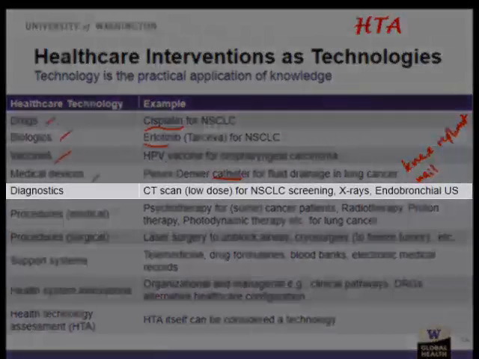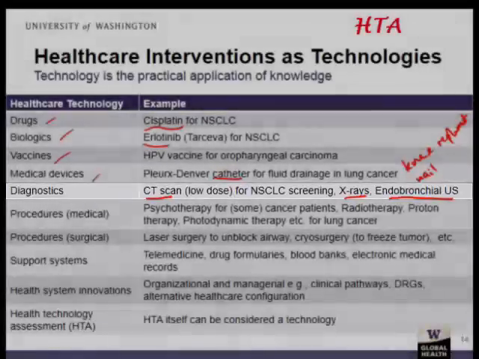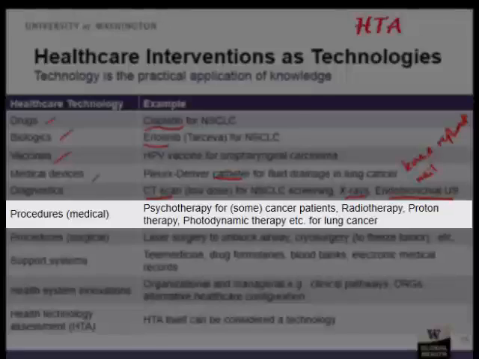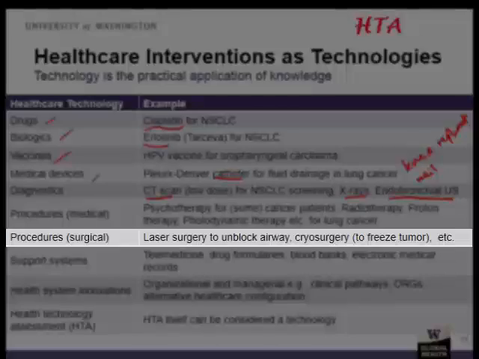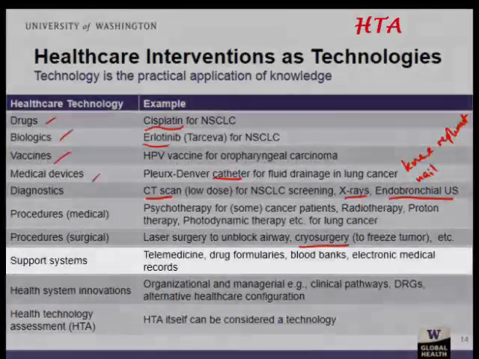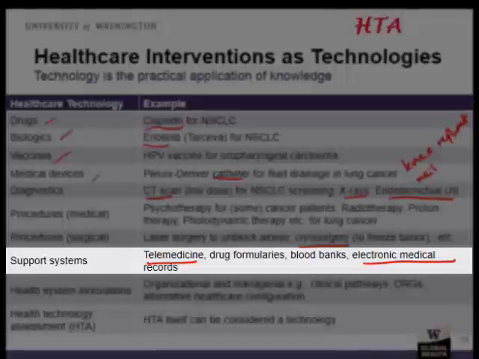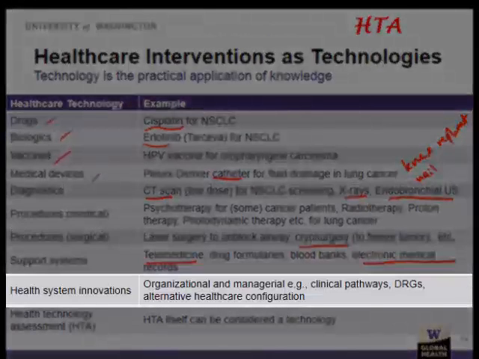Then you have diagnostics like CT scans and MRIs and X-rays and endobronchial ultrasound. Then you have procedures like psychotherapy or radiotherapy or proton therapy. Then you have different surgical procedures like cryosurgery. And then you have support systems, which include things like telemedicine, which is very popular these days, and things like electronic medical records. And then, importantly, you have health system innovations.